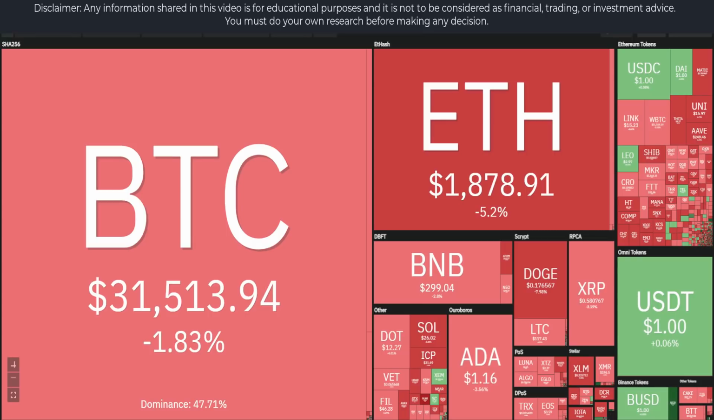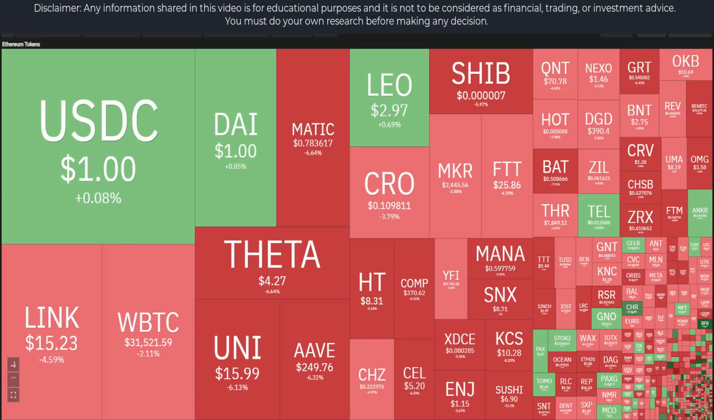Let's run the numbers. Bitcoin currently trading at 31,513, down 1.83%. Ethereum currently trading at 1879, down 5.19%. Let's have a look at the Ethereum tokens.